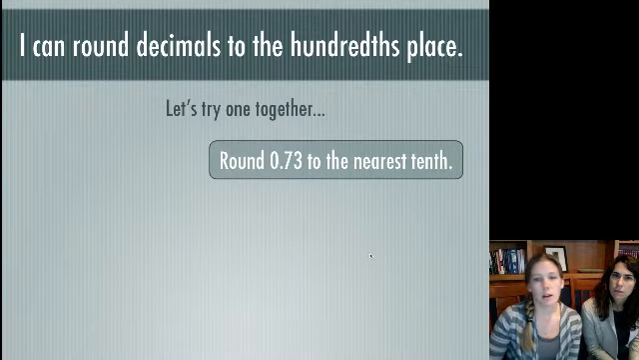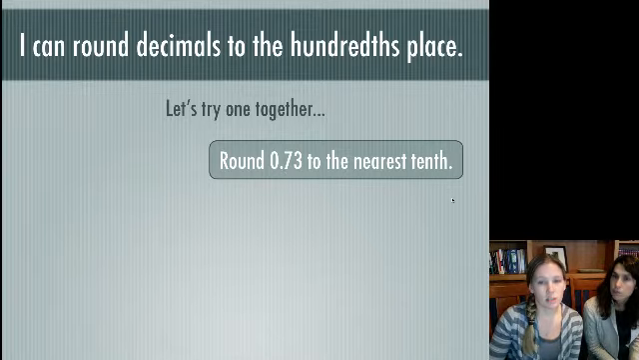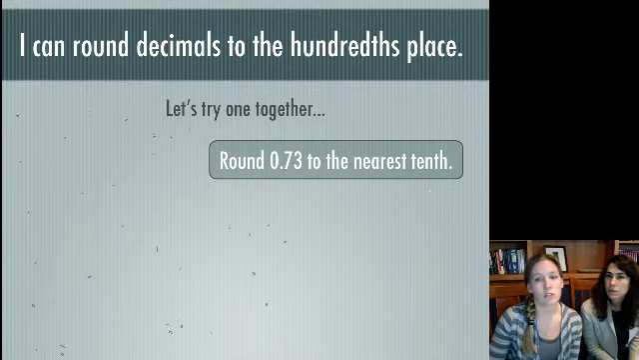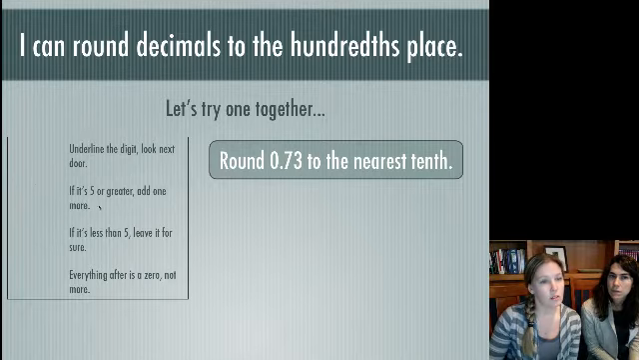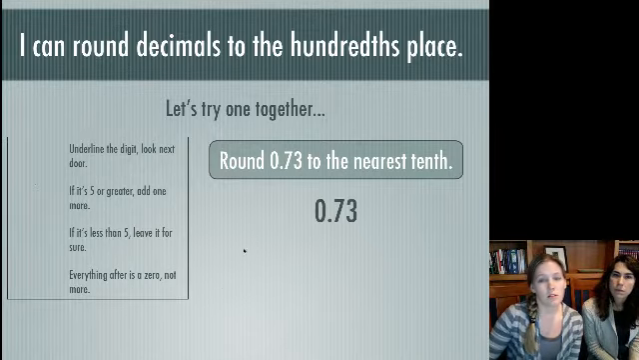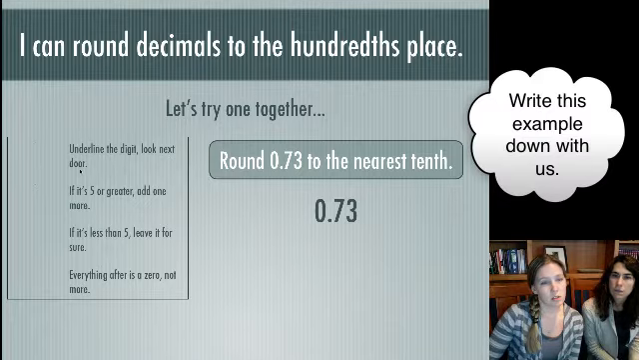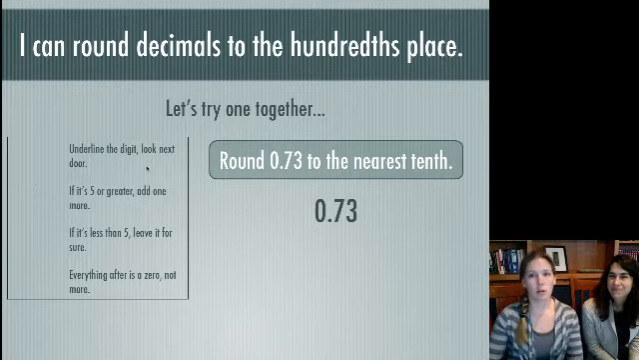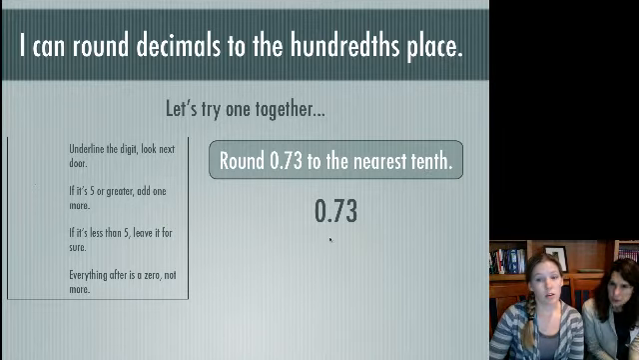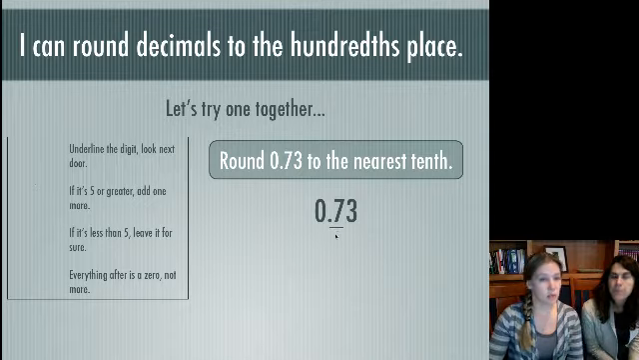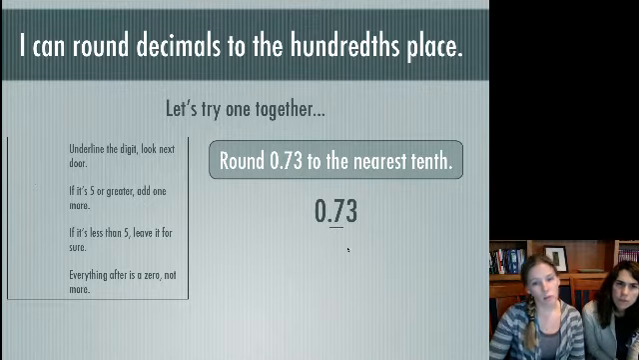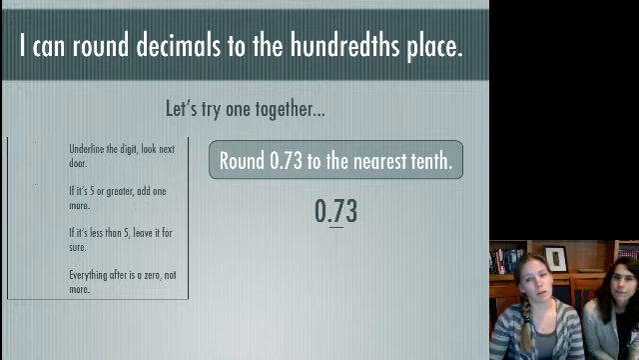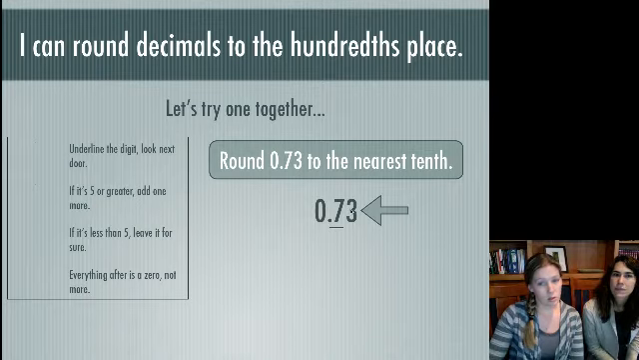So if you were given the number 0.73, or 73 hundredths, and you need to round it to the nearest tenth, we're going to follow the steps again from that poem. The first step: underline the digit, look next door. Which one would you be concerned about? If we're rounding to the nearest tenth, we would underline the digit in the tenths place. Then it says look next door. So we're looking at the door to the right. I would be looking at this 3. So I underline my digit, and look at the next number.